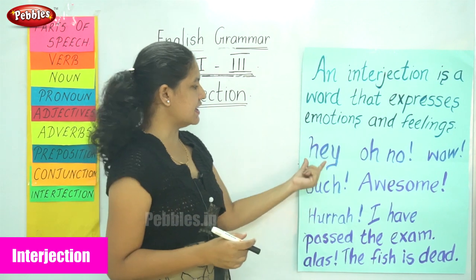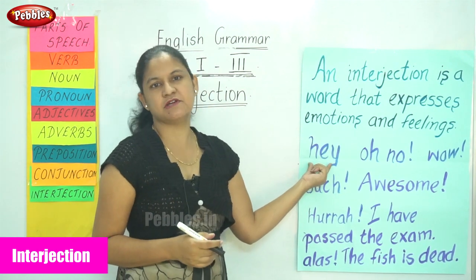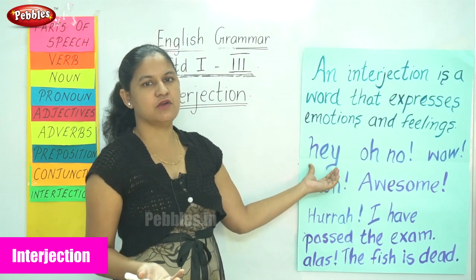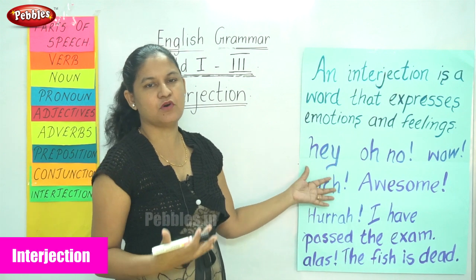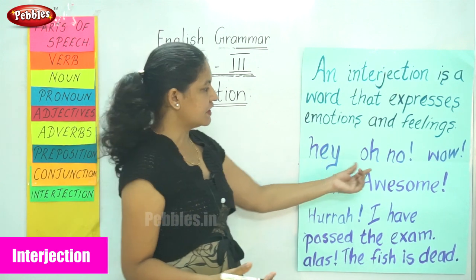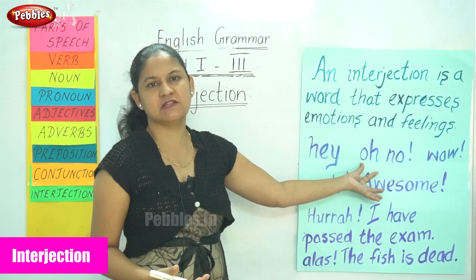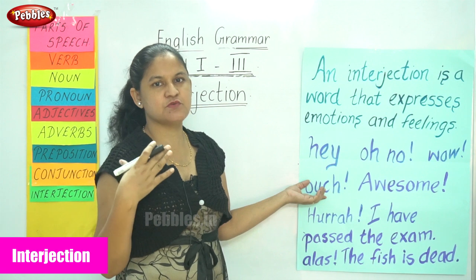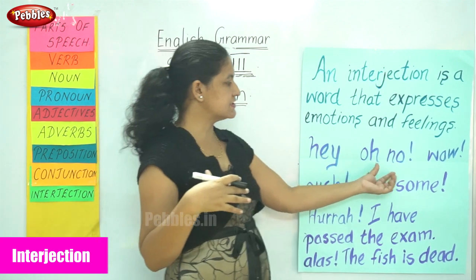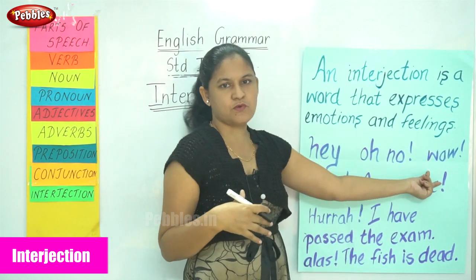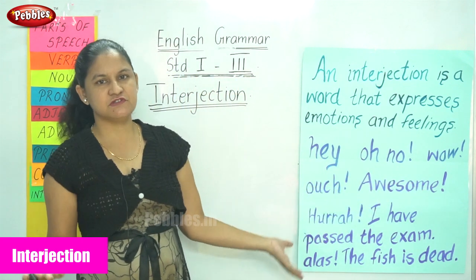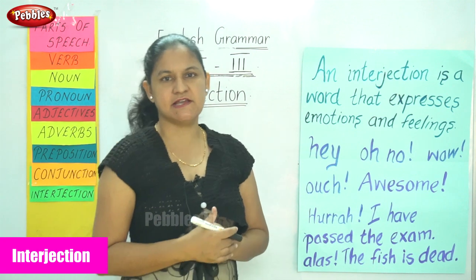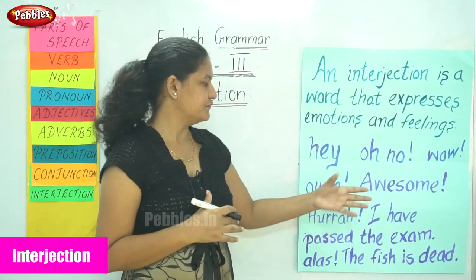So examples are, hey. If you want to call somebody and you don't know his or her name, or you may be quite friendly with them, then you address them as hey. And if you hear something that is not good or is not pleasant, our immediate reaction will be oh no. So these are all interjections. Wow, when you see a beautiful scenery or something that is very pleasant to our sight, then we say wow.